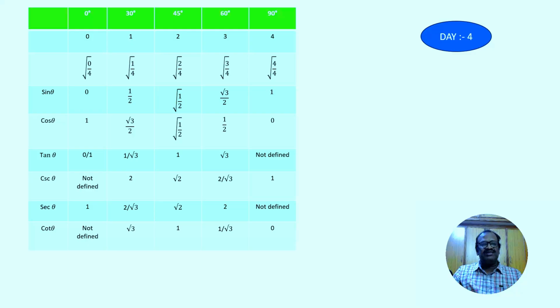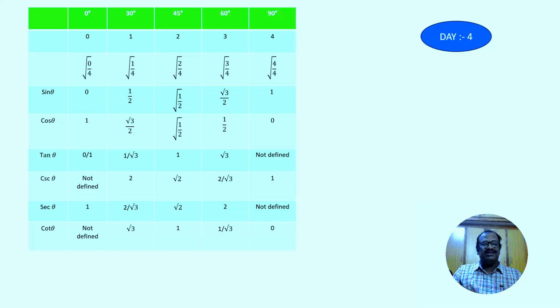Next one is called cosecant theta. As I already told you in the beginning itself, cosecant theta is the reciprocal of sin theta. So simply we will make it a reciprocal. 0 will become 1 by 0, and 1 by 0 means not defined. Here 1 by 2 will become 2. 1 by root 2 will become root 2. Root 3 by 2 will become 2 by root 3. 1 by 1 will become 1.